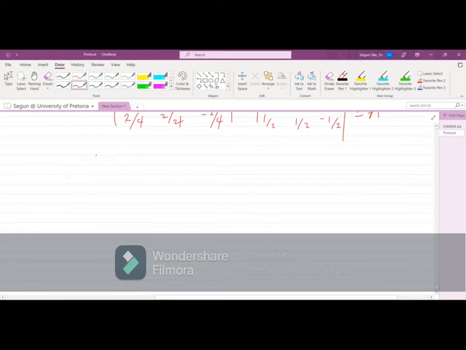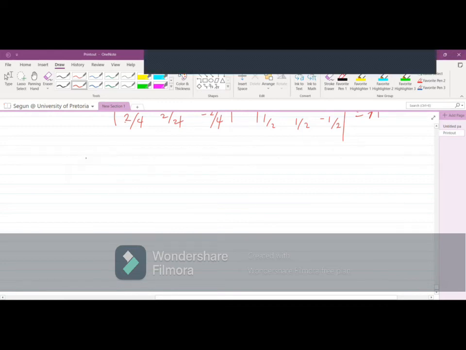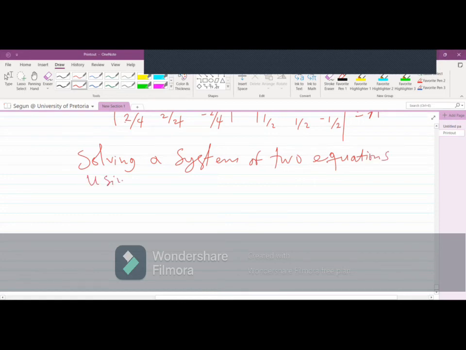Okay, let's continue. We want to use matrices to solve another topic: solving a system of 2 equations using the inverse matrix. Using the inverse matrix.